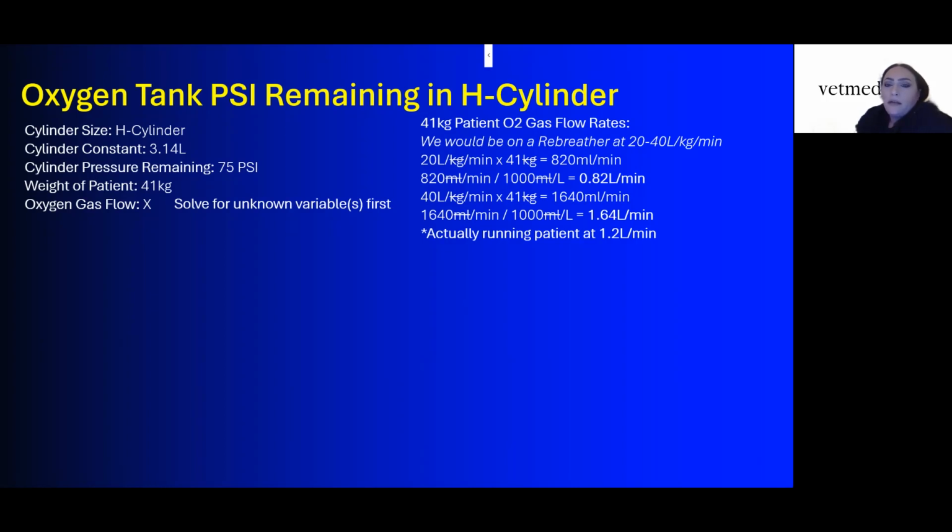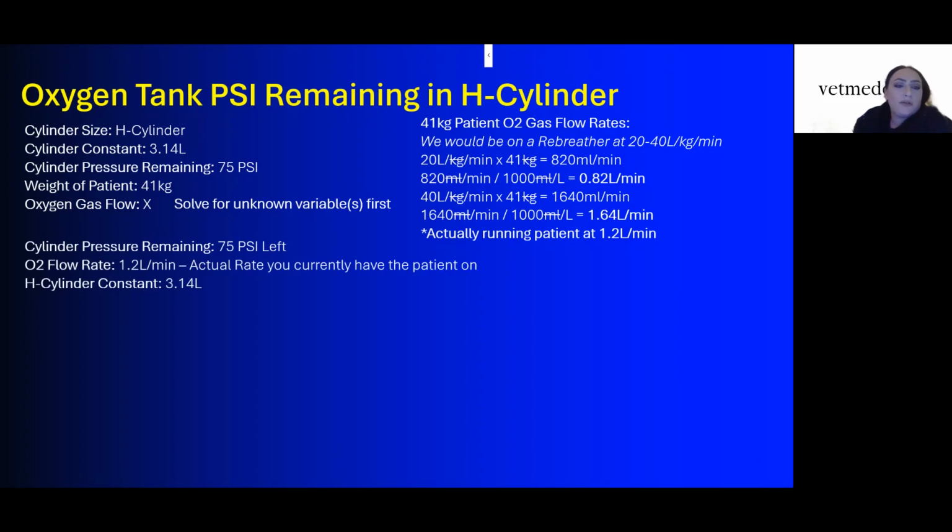So 41 kg patient, the oxygen gas flow rates, we would be on a rebreather at 20 to 40 mils per kg per minute. 20 mils per kg per minute times 41 kgs equals 820 mils per minute. 820 mils per minute divided by 1,000 mils per liter equals 0.82 liters per minute. 40 mils per kg per minute times 41 kgs equals 1640 mils per minute. 1640 mils per minute divided by 1,000 mils per liter gives us 1.64 liters per minute. So the patient's actually running though at 1.2 liters per minute.